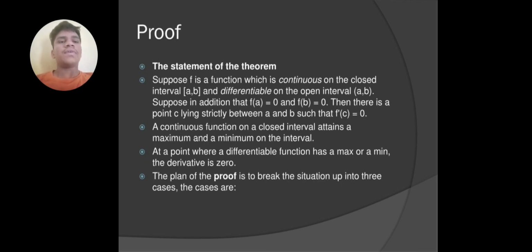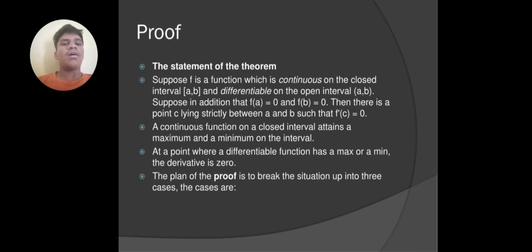A continuous function on a closed interval attains a maximum and a minimum on the interval. At a point where a differentiable function has a maximum or a minimum, the derivative is 0.